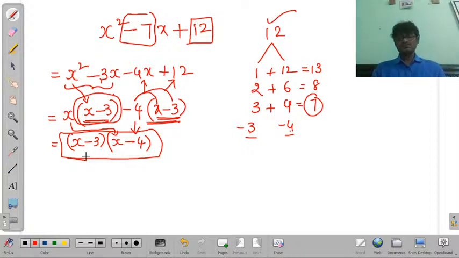Okay, now this is the first method. What is the second method? Let me say the second method. Of course, the second method seems somewhat longer, but you see the method.